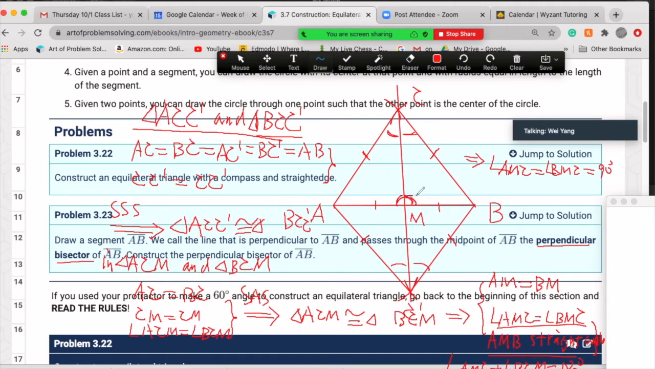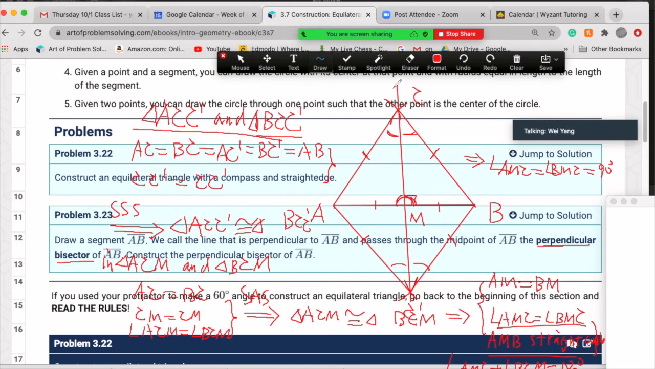Okay, so that means we prove this one is 90 degrees. So by this way, we already proved CC prime is perpendicular to AB and also separates AB into two equal parts, AM and BM. So that's the reason we call this line the perpendicular bisector of AB.